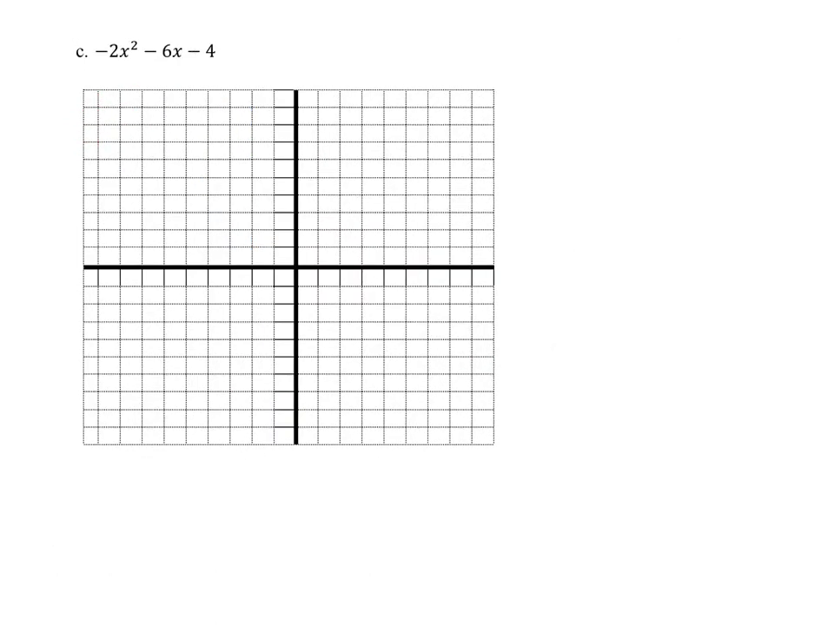Now we're going to do the last parabola. First, I have to correct a little bit of a typographical error. It should say f of x is equal to negative 2x squared minus 6x minus 4. So we're just going to cross that off for right now. Label our axes x and f of x. Now remember, f of x is just another way of saying y. But we like the function notation because we can see the input and output in the same sentence.